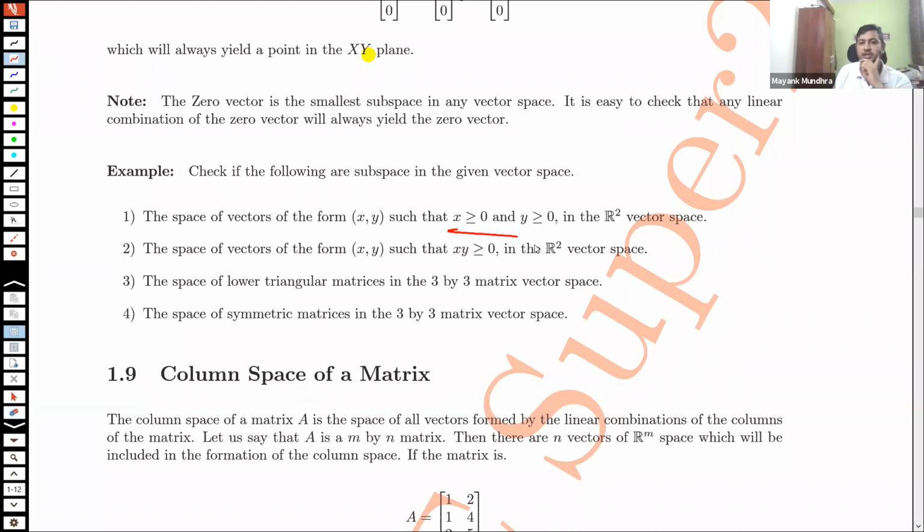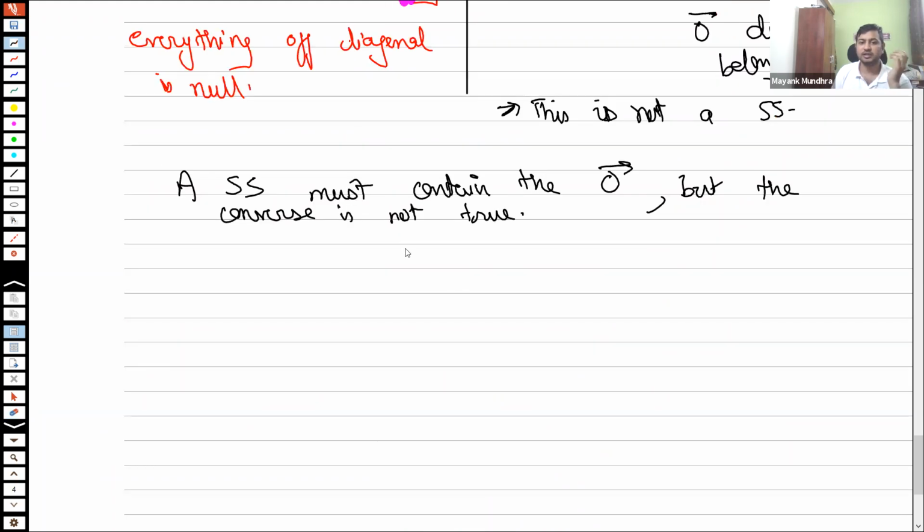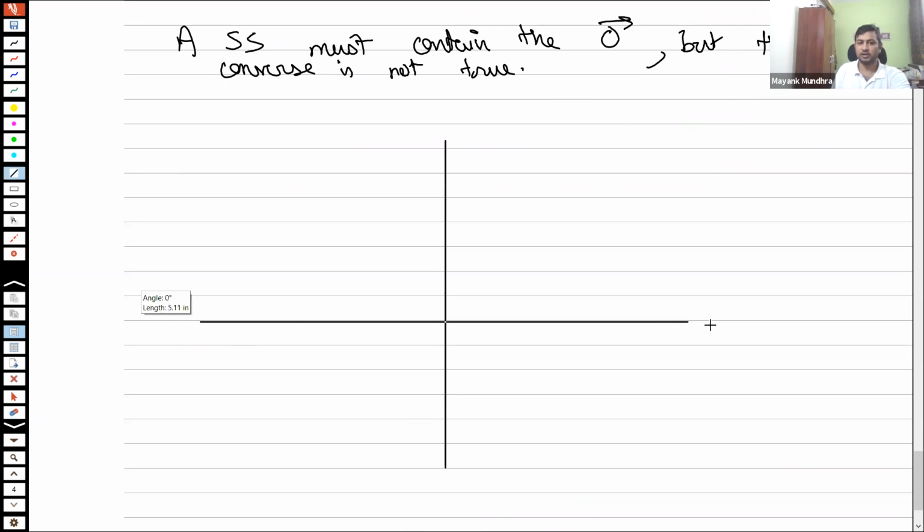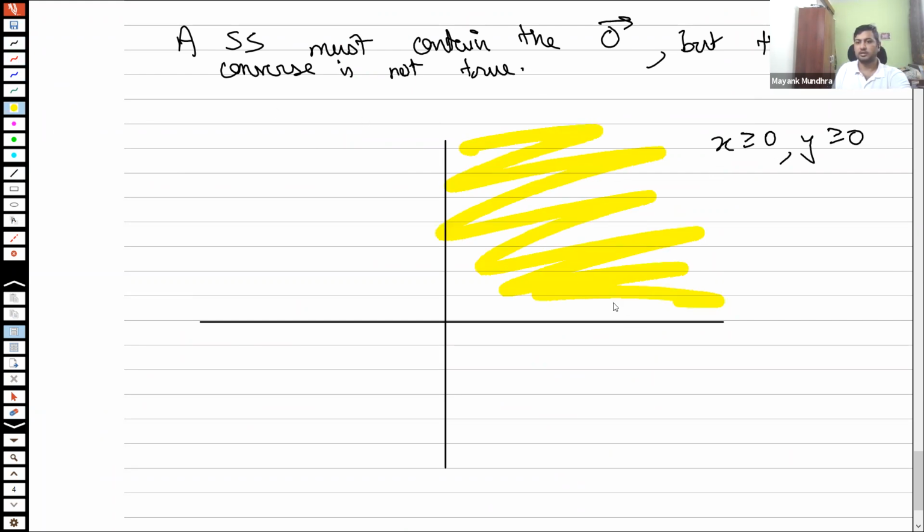Okay, the first is x positive, y positive. So it's an infinite plane, but only the first quadrant. Okay, x greater than or equal to 0, y greater than or equal to 0. So it's basically this region, including the axes and the origin. The origin is included, so I cannot use the rejection technique here. But I can take 2 vectors here, v1 and v2.